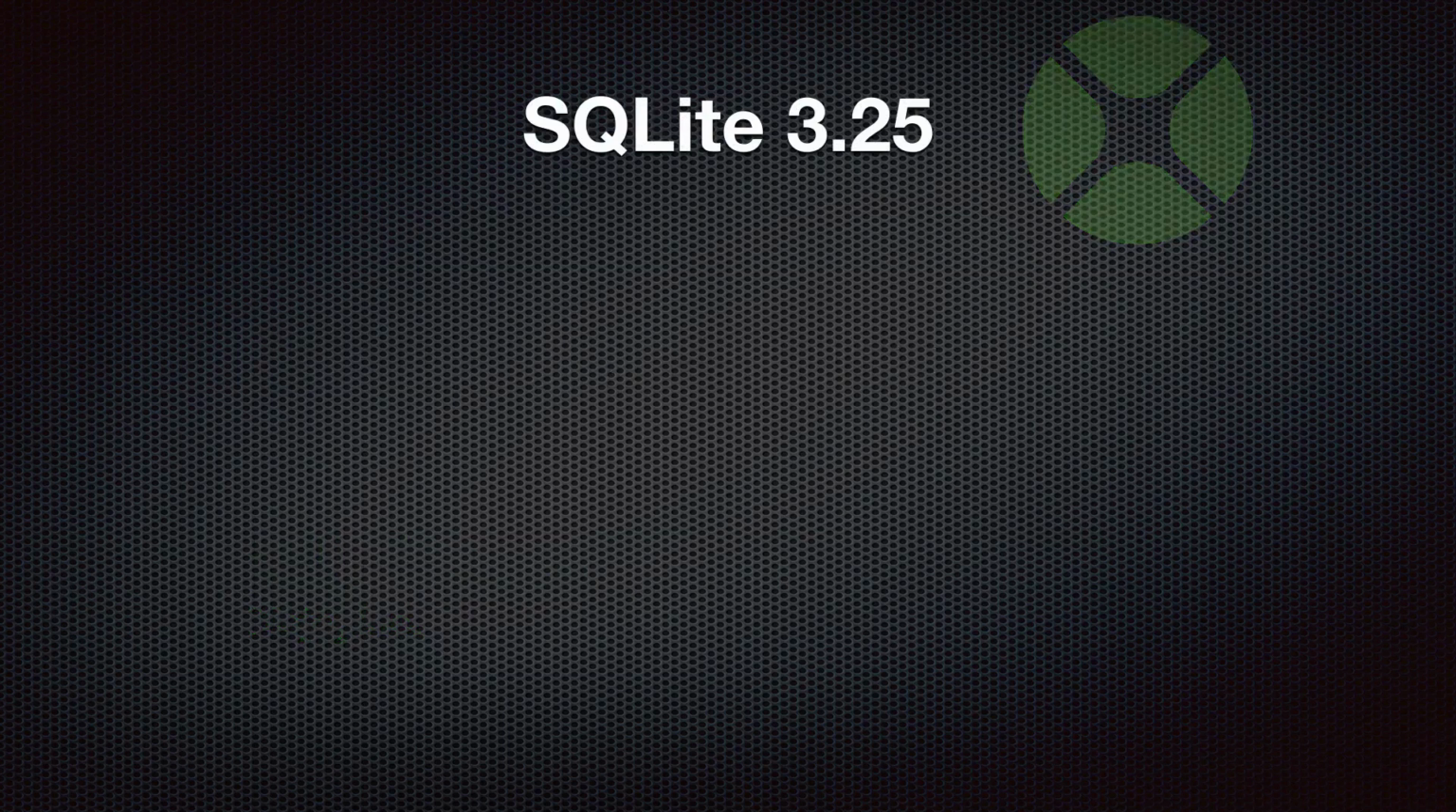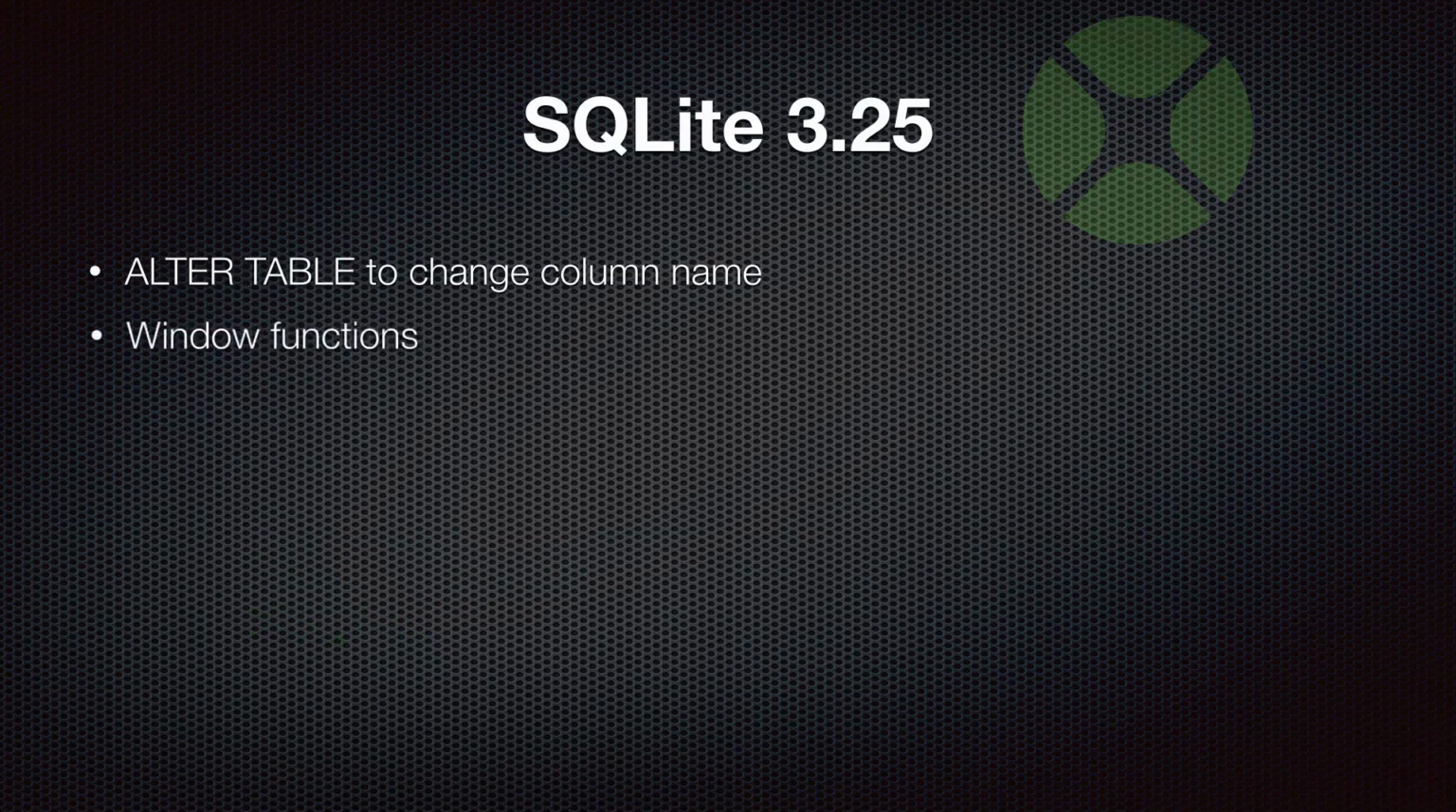All right, so these new features are available in SQLite 3.25. That came out, I think, officially in September, October of 2018. And the two big things that were added was the ability to have the alter table command change a column name and something called window functions.